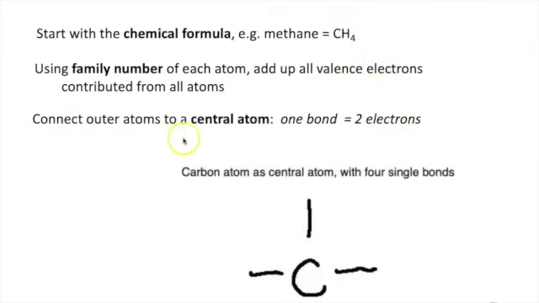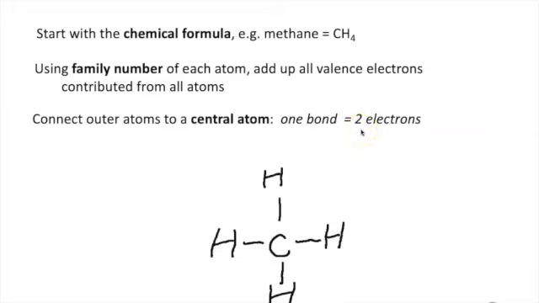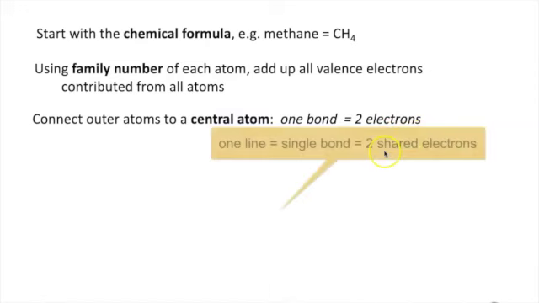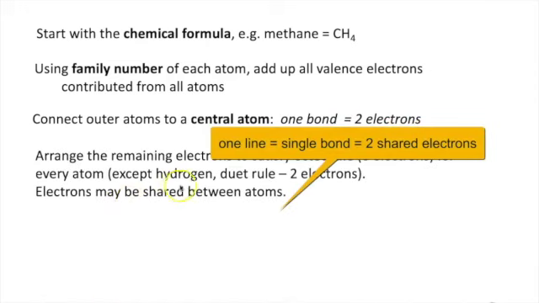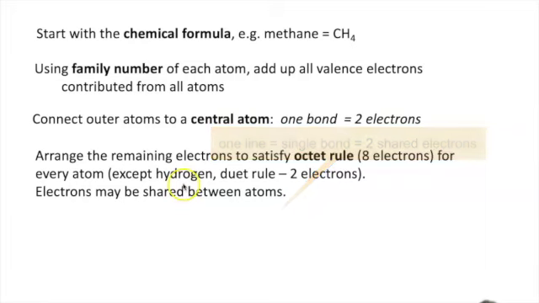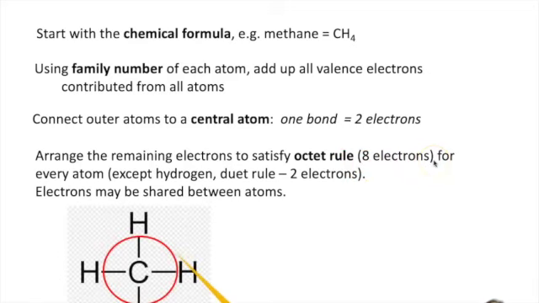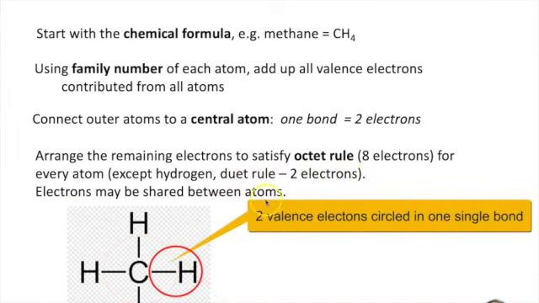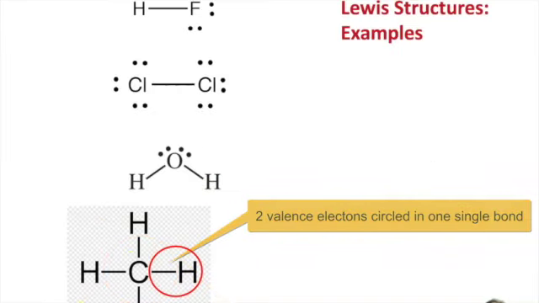So connecting the outer atoms to a central atom is with individual bonds, so single bonds, and each bond represents 2 shared electrons. These are covalent bonds, remember. So then you're arranging all of these so that every single atom has its octet rule fulfilled. That's 8 valence electrons, except for hydrogen, which has the duet rule that needs 2 electrons. And these are all electrons that are shared between those atoms.